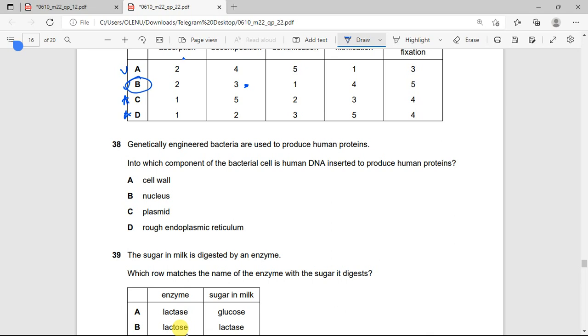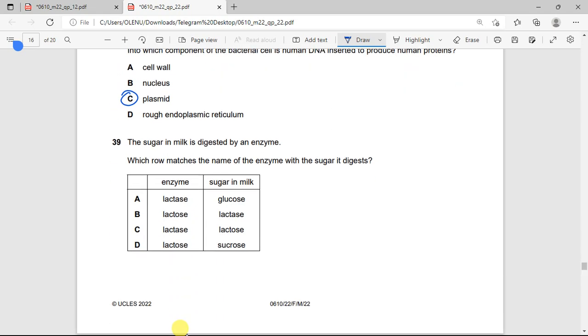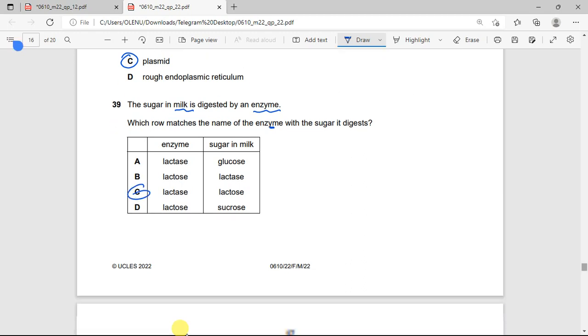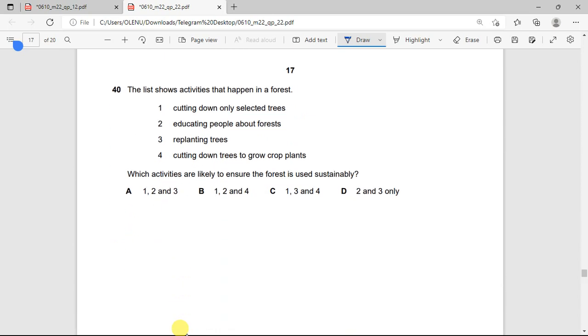Genetically engineered bacteria are used to produce human protein. In which component of the bacterial cells is the DNA inserted to make human protein? It's plasmid. Now, the sugar in milk is digested by an enzyme. Which row matches the name of the enzyme with the sugar it digests? The sugar is lactose, which is found in milk and is digested by the enzyme lactase. If you read the aspect of lactose intolerance in biotechnology, you get that concept.